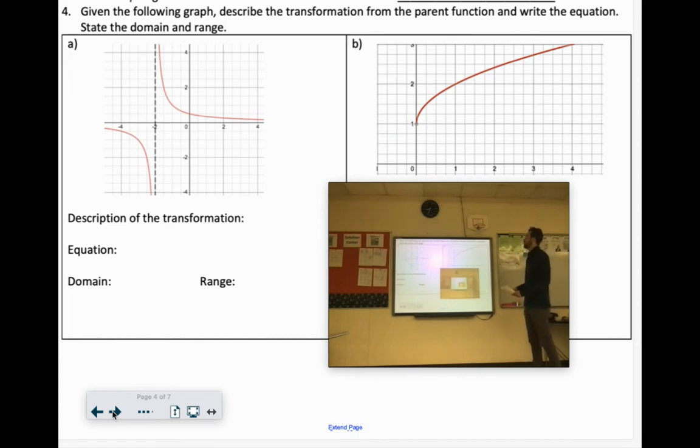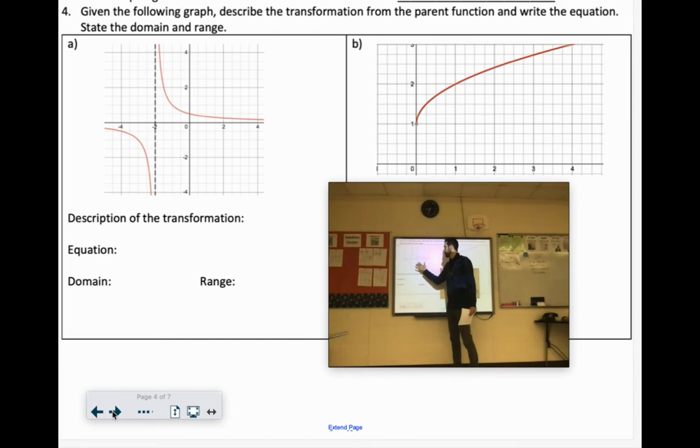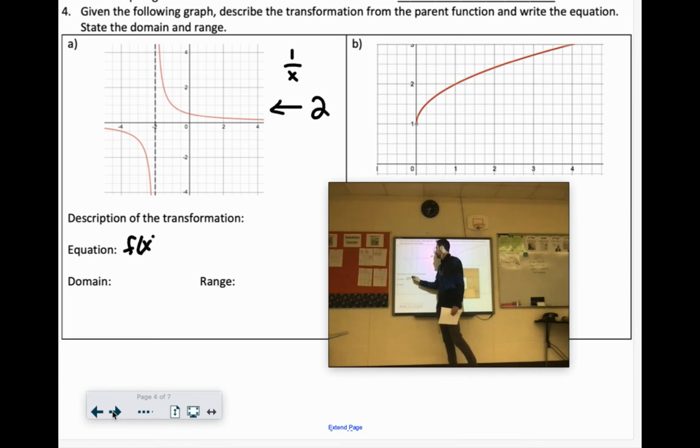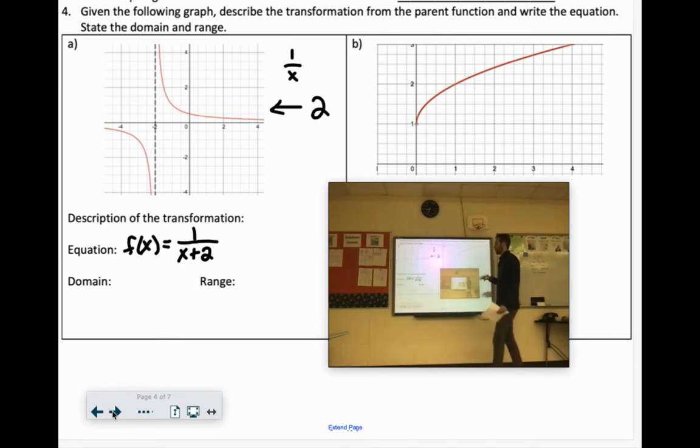Given the following graph, describe the transformation from the parent function and write the equation, state the domain and range. That's a lot to do. Now, this is a rational parent function where it starts with 1 over x. But let's think about how this is different. Well, I see it's shifted left 2. That's the only change. Now, when it is shifted right or left, remember that's grouped in with the x in the denominator. So the equation, we could say f of x equals 1 over, and it's shifted left 2, so that would be plus 2. 1 over x plus 2. There is no change vertically, so that's all good.